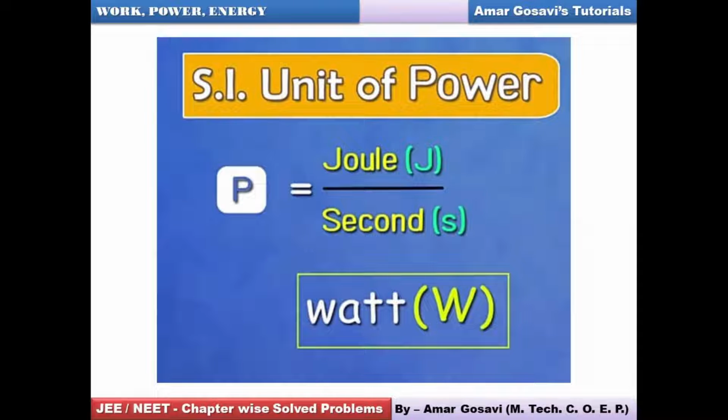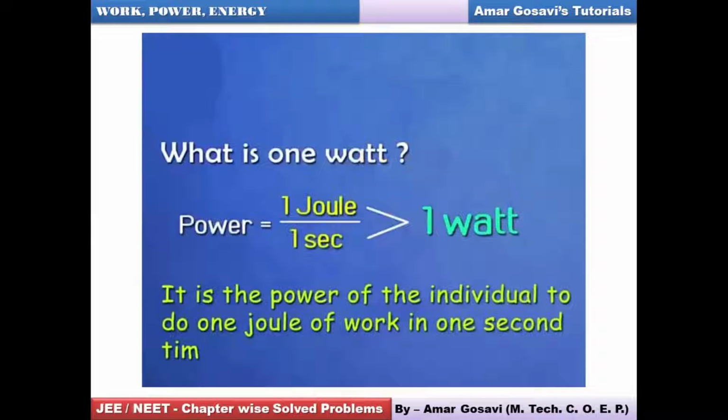Let's move ahead then. How do we define 1 watt? We say the power is 1 watt if 1 joule of work is done in 1 second. So you can say it is the power of an individual to do 1 joule of work in 1 second, friends. This is how we define 1 watt. Let's proceed further then.